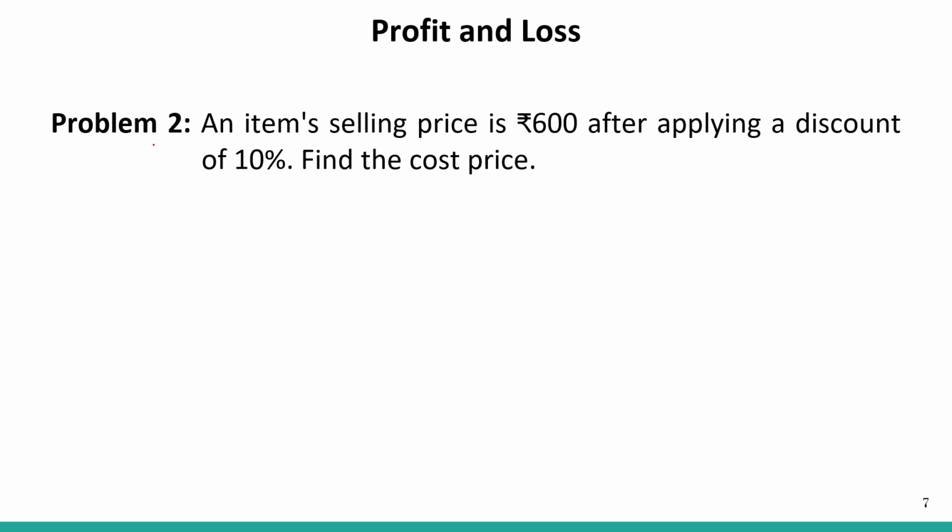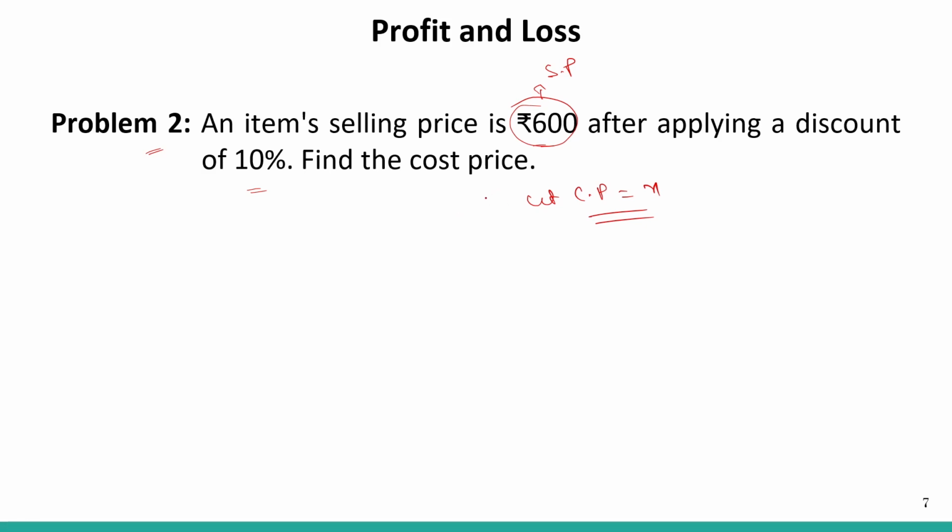So let's go forward with problem number 2. An item is selling at a price of 600 rupees after applying a discount of 10%. Okay. So find the cost price. So selling price is this, so this is the SP. So let CP be equal to X, cost price is equal to X, because that's what we don't know. Okay, we want to find X.